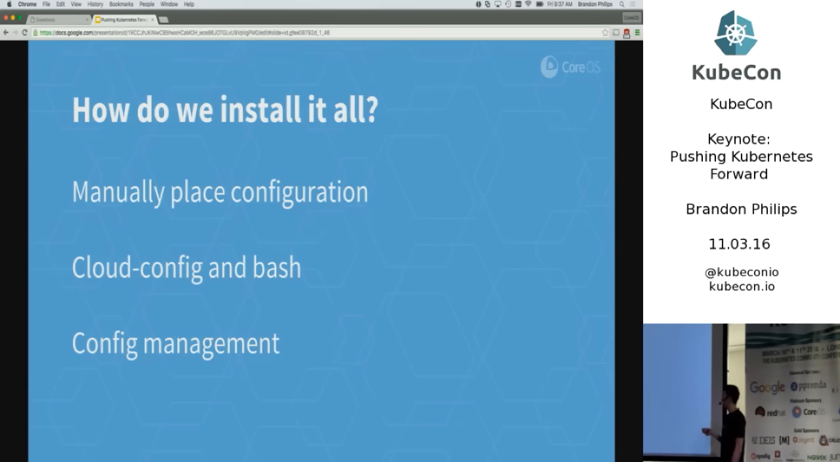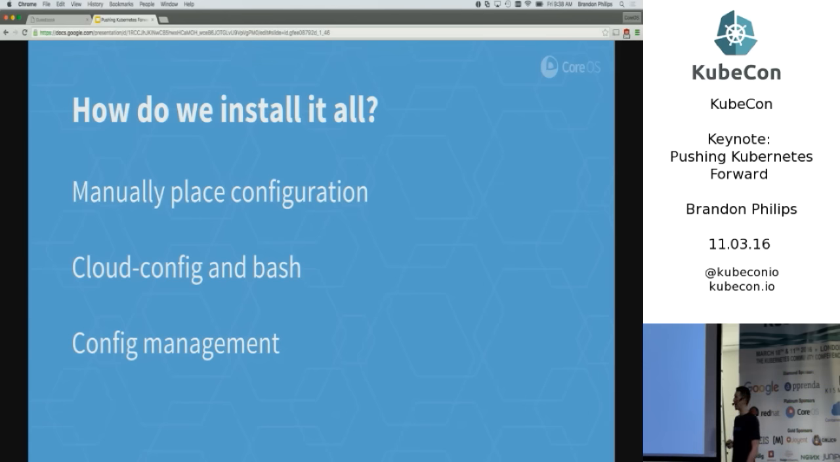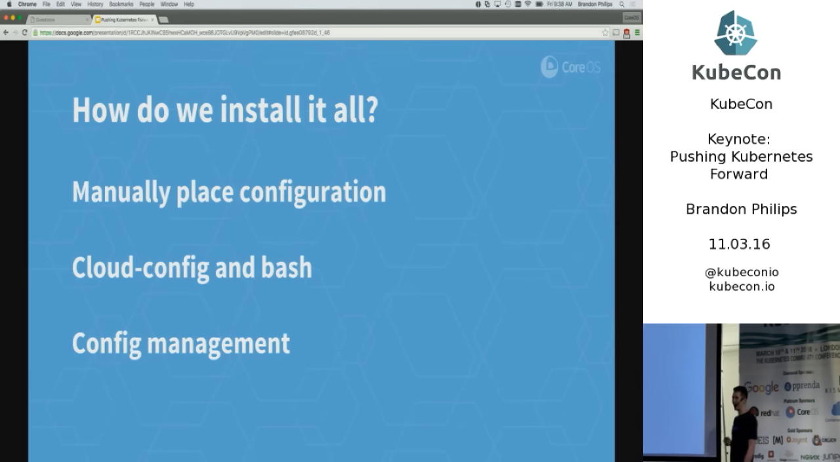And so the real question is, how do we install it all? How many of you have done manually placed configuration of Kubernetes where you just scp files around? Okay, good. And how about cloud-config and bash scripts? All right, about a third of the room. And how about some sort of config management like Ansible or Salt? Okay, great. So that's exactly what I expected. We have exactly 3 solutions to this one problem, and we're all kind of mishmashing them together, and it's really not very satisfactory.